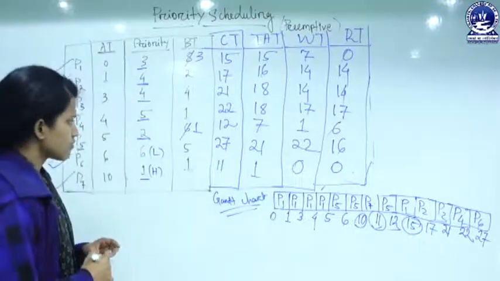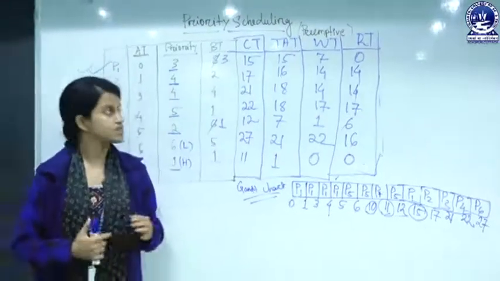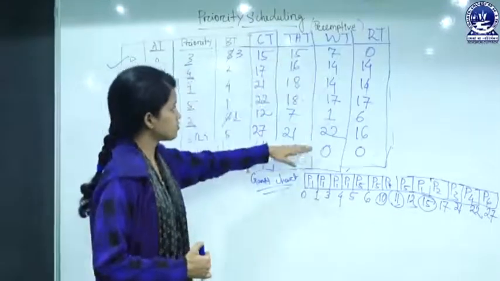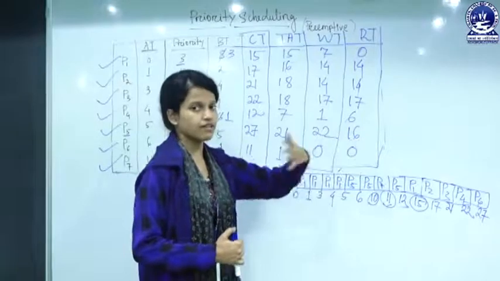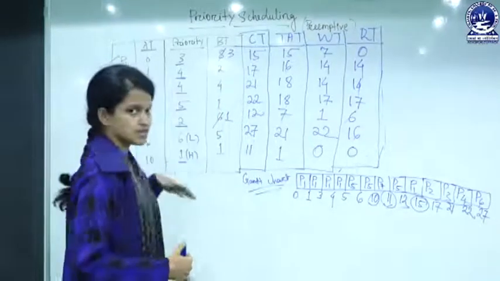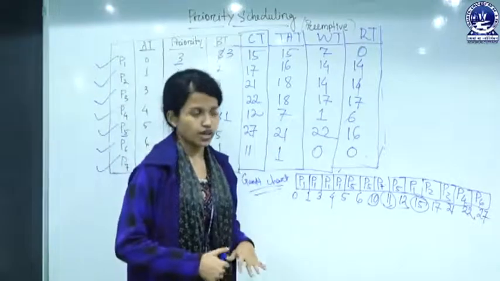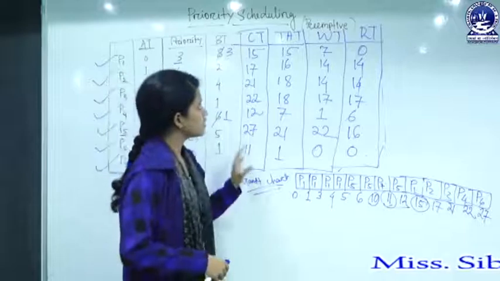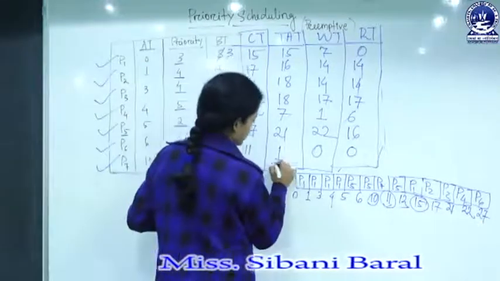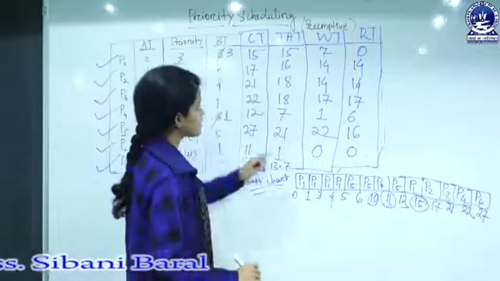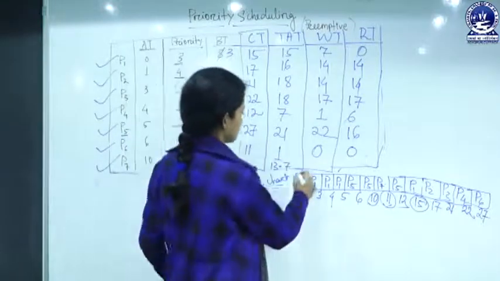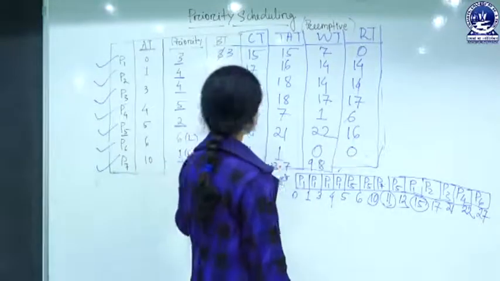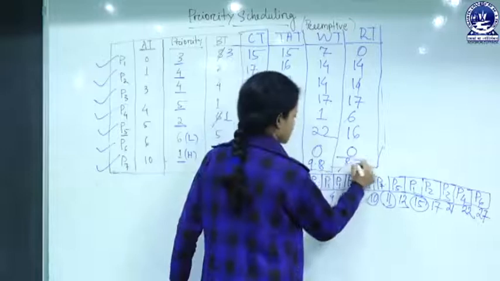To find the average turnaround time, waiting time and response time, just take the sum of the turnaround times, waiting times and response times divided by the number of processes, that is 7. I guess you can calculate that. So the average turnaround time of this algorithm is 13.7, the average waiting time is 9.8, and the average response time is 8.7.